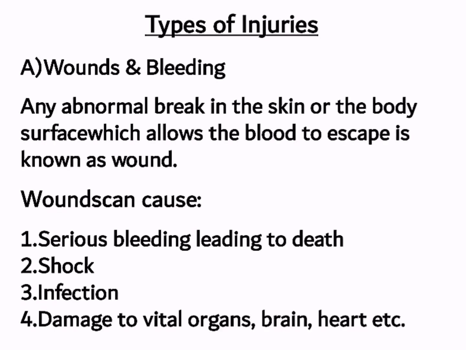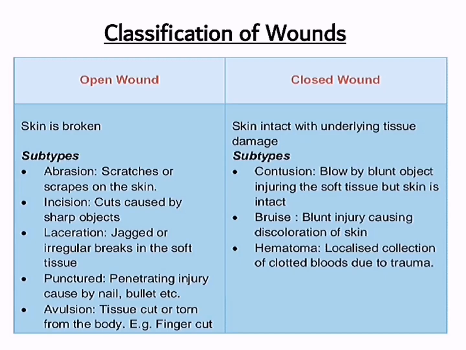Wound and bleeding. Any abnormal break in the skin or the body surface which allows the blood to escape is known as a wound. Wounds can cause: 1. Serious bleeding leading to death. 2. Shock. 3. Infection. 4. Damage to vital organs, brain, heart, etc. Classification of wounds: open wound and closed wound.